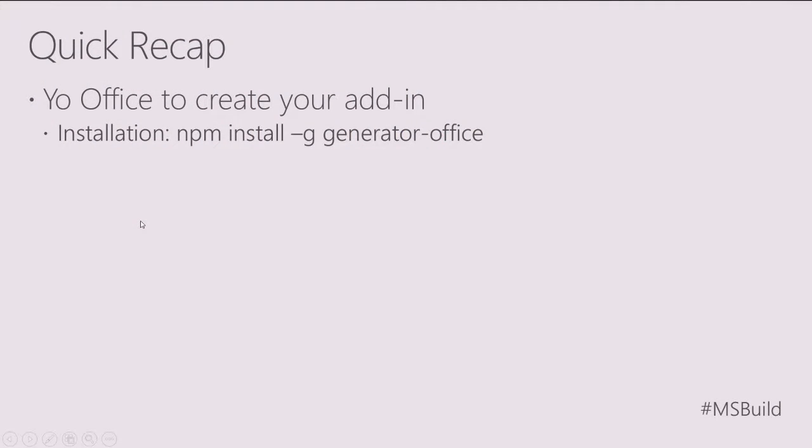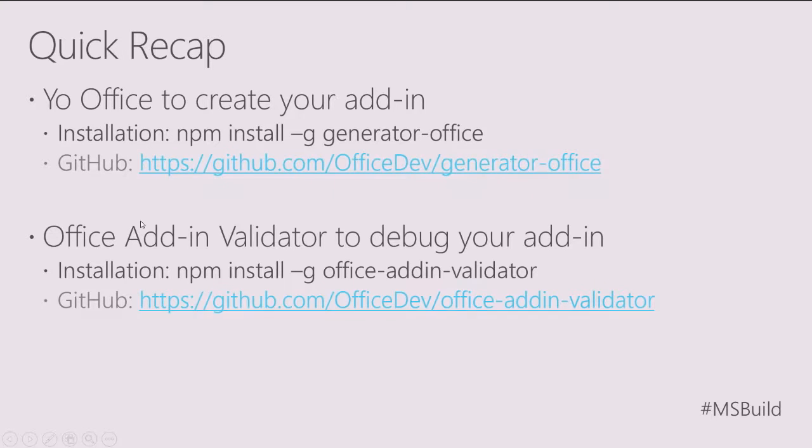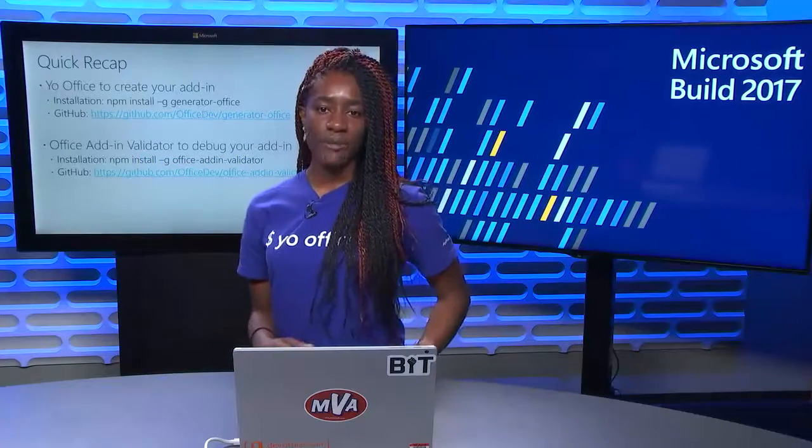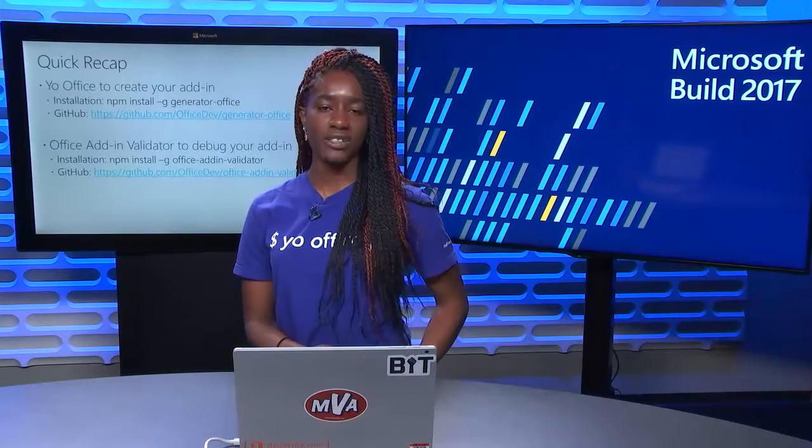If you already are developing an add-in, use our Office Add-in Validator to validate your manifest, and then let us know what you think. Finally, let's do a quick recap. Use Yo Office to save time creating your add-in. Use the Office Add-in Validator to save time debugging your add-in. Both of these tools are open source and on GitHub. So as you build an add-in using our tools, give us feedback or contribute to our project so we can continue to improve the add-in development process.